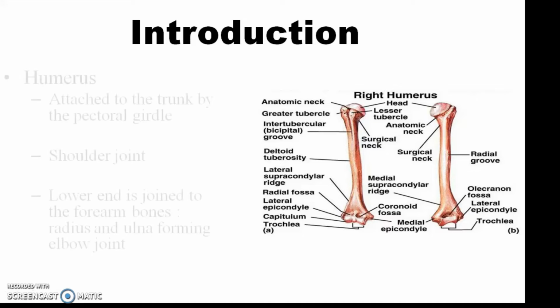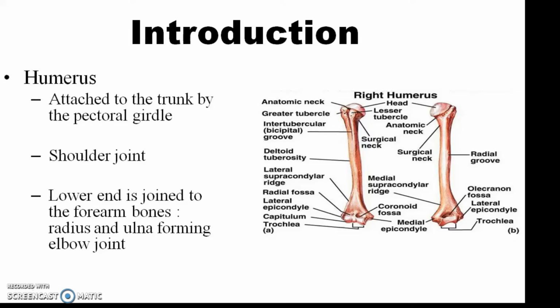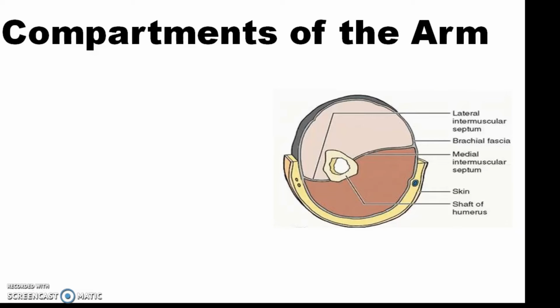Now we will get into the details of the humerus. The humerus is attached to the trunk by the pectoral girdle, and it contributes to the shoulder joint. The lower end is joined to the forearm bones, radius and ulna, forming the elbow joint. And now going into the details of the arm region, we will be having the compartments of the arm, such as the anterior and posterior compartment.